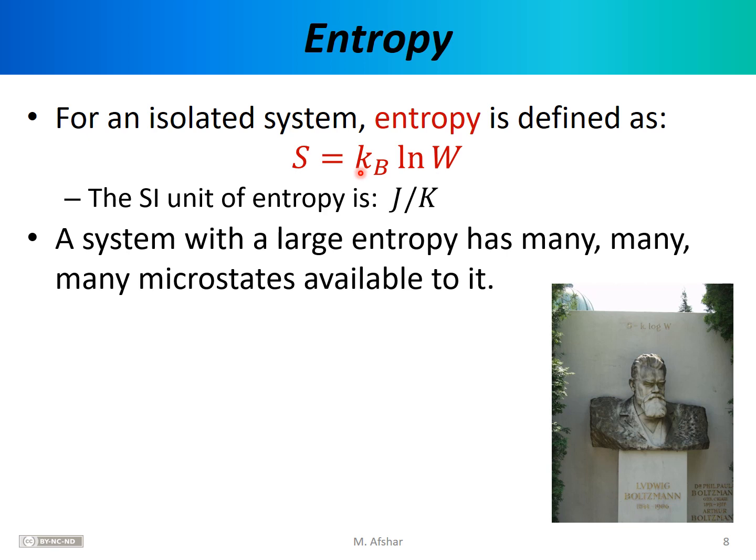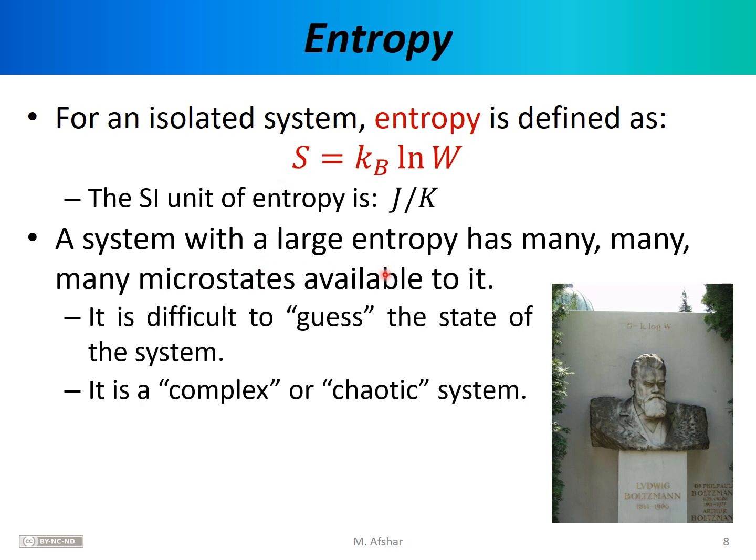A system with a large entropy basically has many microstates available to it. So you should think of S in the same way, roughly, that you think of W. S is essentially an accounting of the number of microscopic possibilities that are available to a given system. When a system has a very large entropy, people sometimes describe it by saying that it is difficult to guess the state of the system because there are so many possibilities, or that the system is complex or chaotic or even random. These are not very precisely defined words.